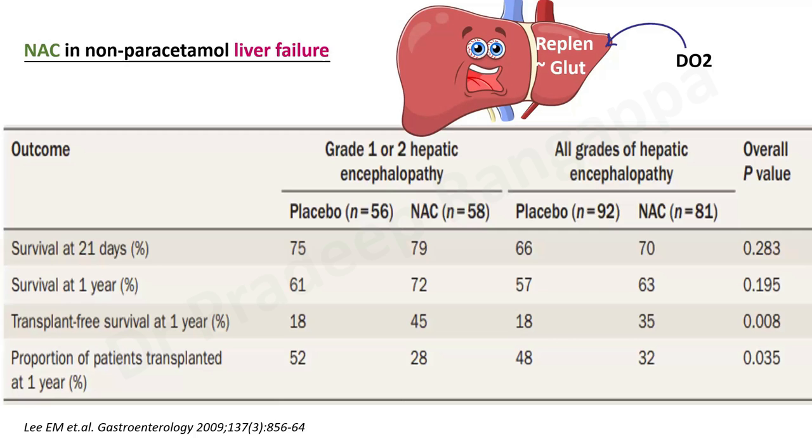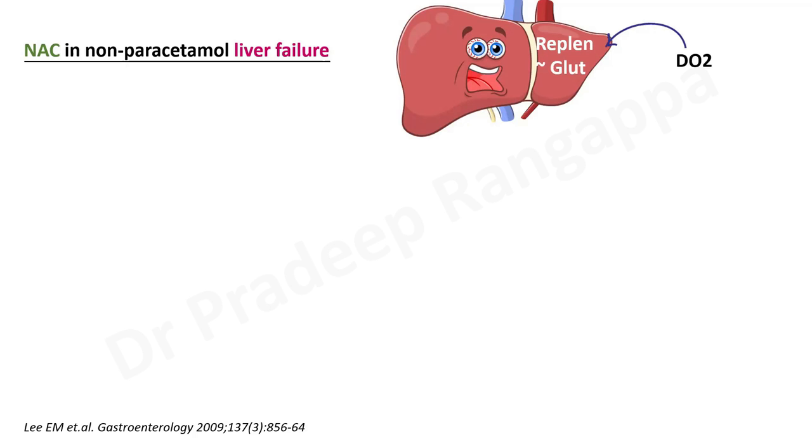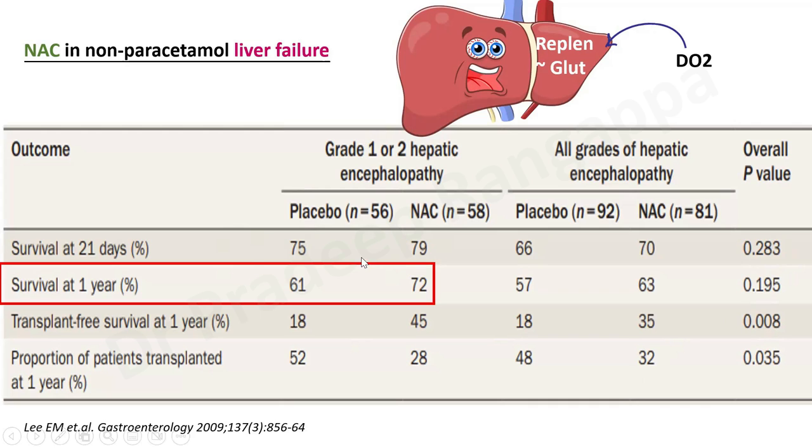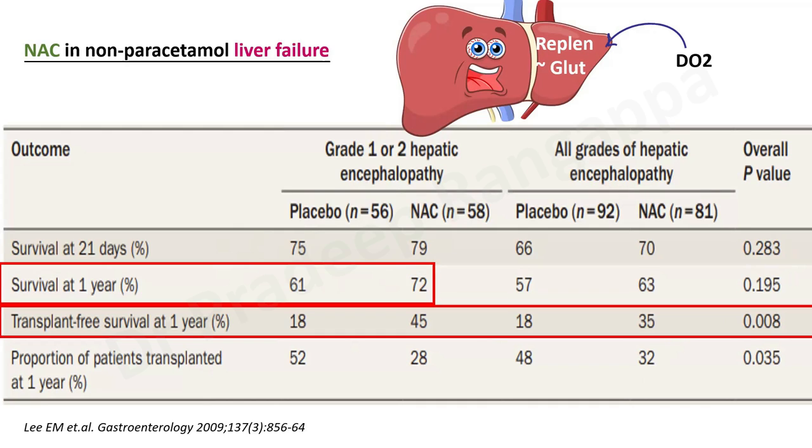This was a study which came in 2009, which is the most referenced study as to the benefits of NAC in acute liver failure. If you see this study, in the right-hand corner, none of them are statistically significant. But when they did subgroup analysis, the survival at 1 year in grade 1 to grade 2 hepatic encephalopathy attained statistical significance. 72 patients survived as opposed to 61 patients where NAC was not given. And transplant-free survival at 1 year, there was a strong signal and it did attain statistical significance. As you see, there is 0.008.